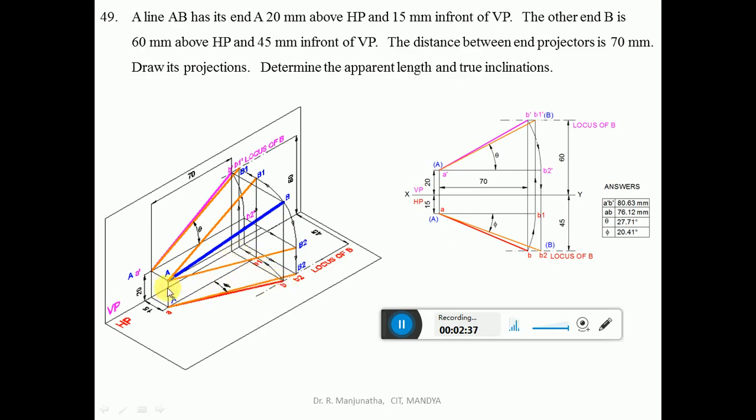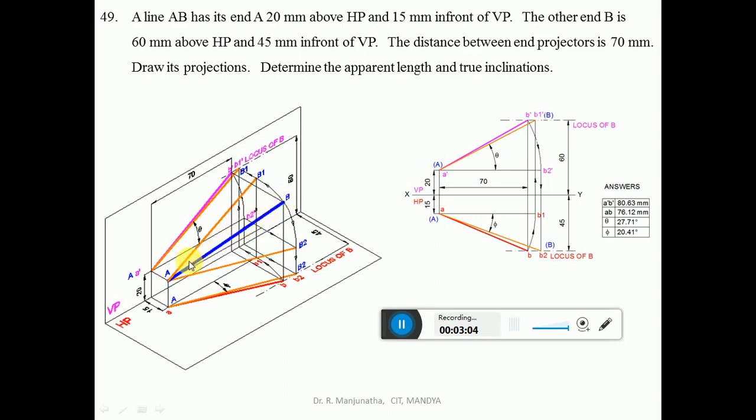So from here you measure a distance of 70 mm in the vertical plane and draw a vertical projector such that it cuts the locus of B in the front view at this point. So that becomes small b dash. Then draw an inclined line joining A dash and B dash with a dark line. That line is nothing but this capital AB.